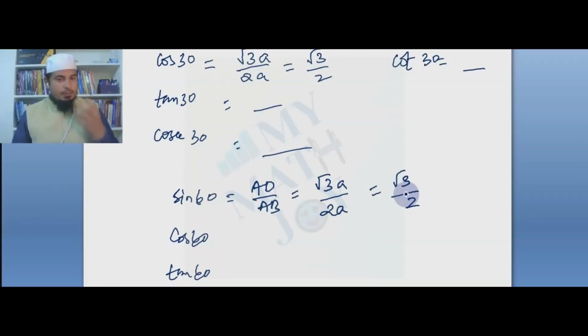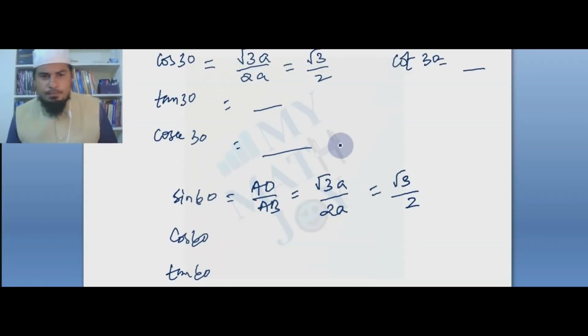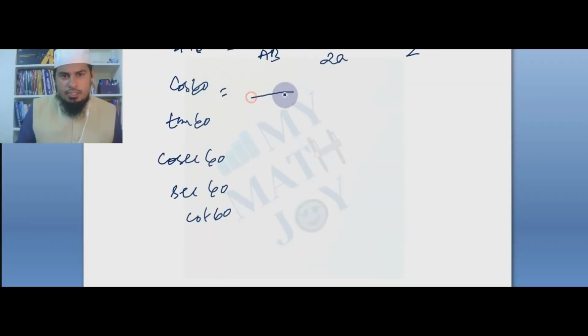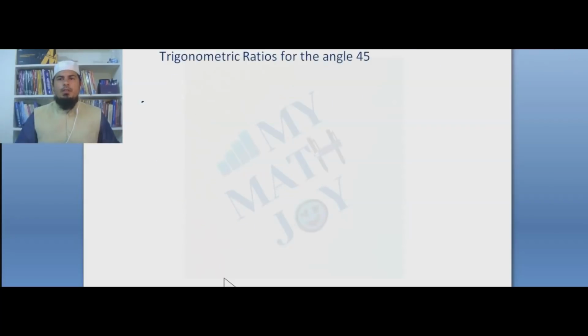These are the standard values which we have to gather and remember. We will make a tabulation of these values. Please find the others from the diagram itself: cos 60 degree, tan 60 degree, cosecant 60, secant 60, cot 60 value. Now let us go and find the trigonometric ratio values for the angle 45.